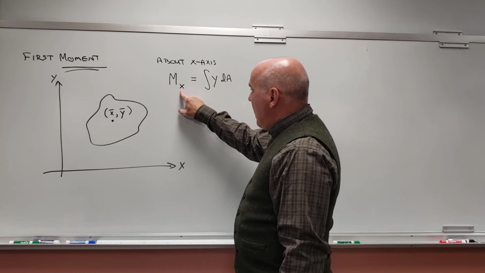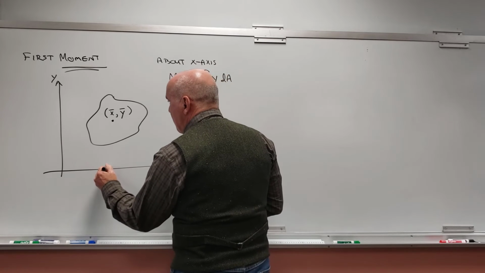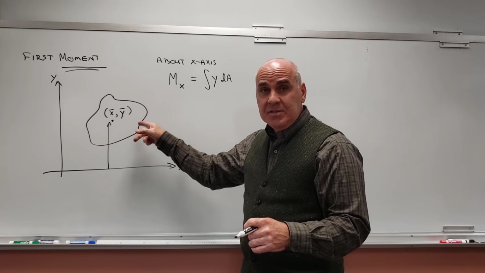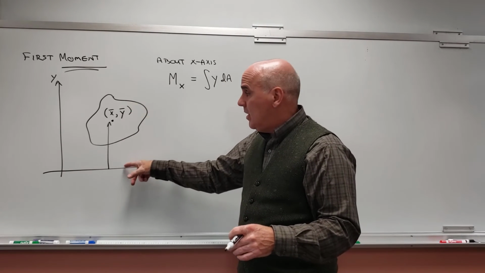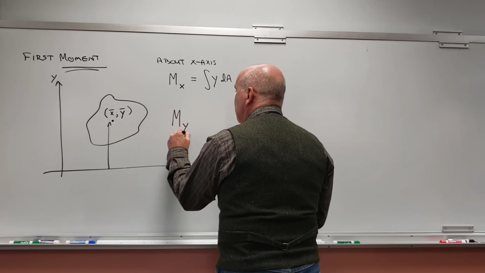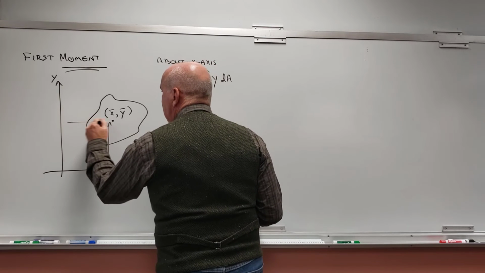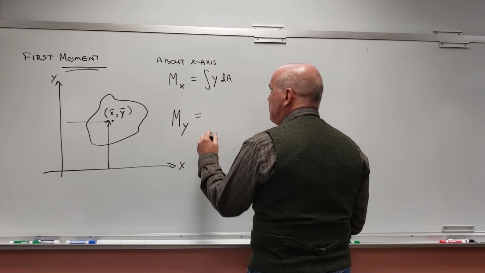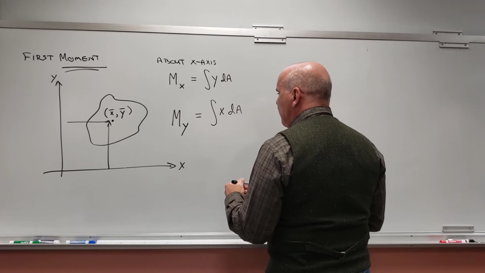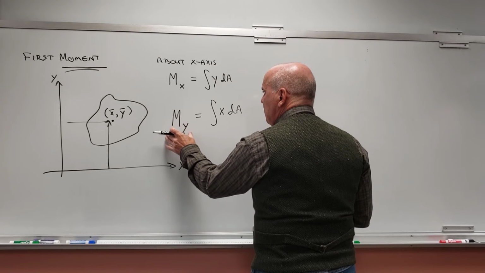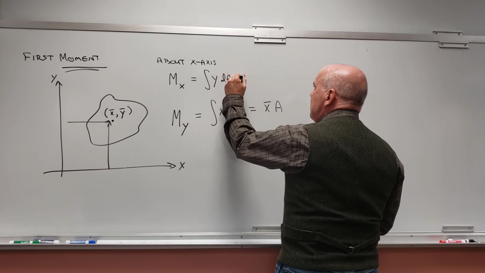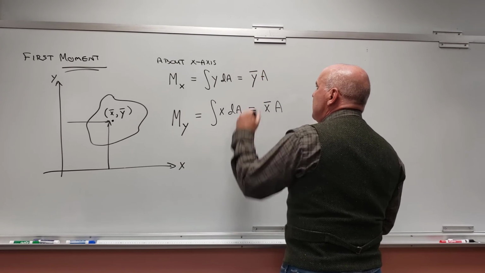So the moment about the x-axis depends on how far this is from the x-axis, and that's the y distance. That's the distance in the y direction, the distance from the x-axis. And in a similar fashion, the first moment about the y-axis depends on this distance, which is the x position of the centroid. And so that's going to be equal to the integral of x dA. So this is basically equal to x bar times A, and this is equal to y bar times A.